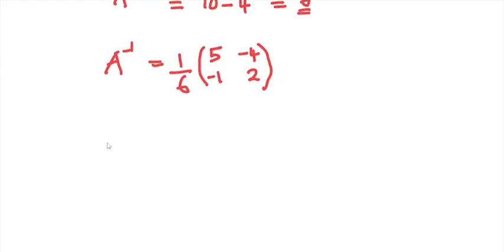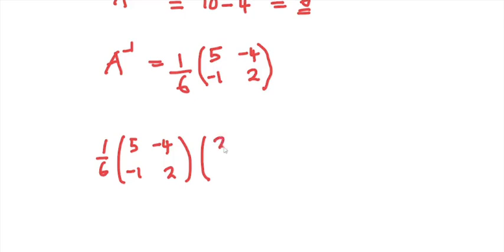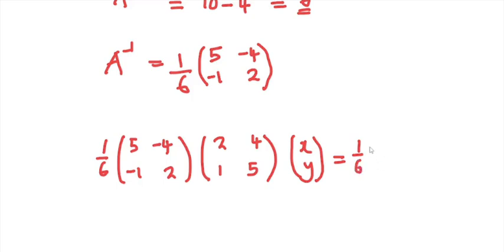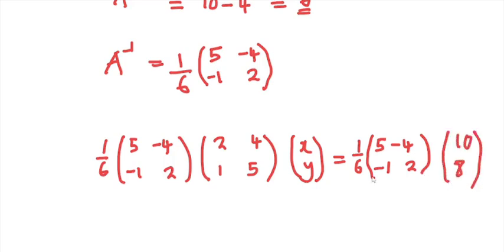We are going to start with 1 over 6. We are multiplying with the inverse, which is 5, -4, -1, and 2. We multiply with what we had on the left hand side of the matrix equation, which was 2, 4, 1, and 5. Then we also had the variables x and y, equal to, on the right hand side, we also multiply with the inverse of matrix A, which is 1 over 6 times 5, -4, -1, 2, which will be multiplied with the 10 and the 8, like this.